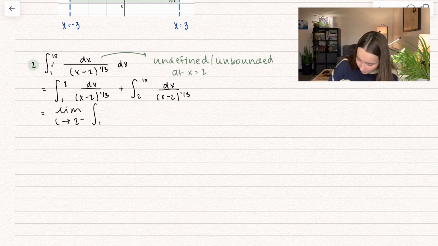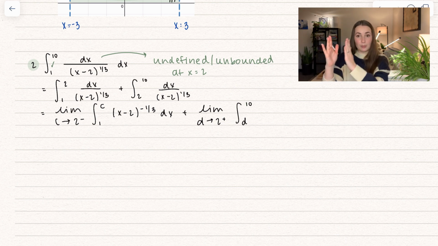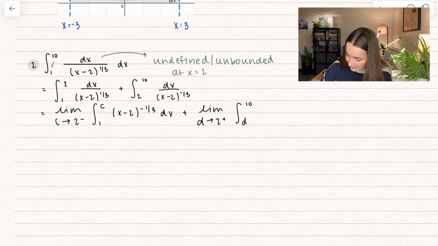And here we have the integral from 1 to c, and we can rewrite this actually as (x minus 2) to the negative 1/3 dx. So that way we can really see the power rule. And here we're going to add on the limit, and like I said, you can choose any letter. Literally doesn't matter. But as d approaches 2 from the right side now, right, because this is going to be d, this is going to be 10. So we're starting at 10, and we're approaching 2. So I know it's from the right side. And again, I'll just rewrite it, (x minus 2) to the negative 1/3 dx.